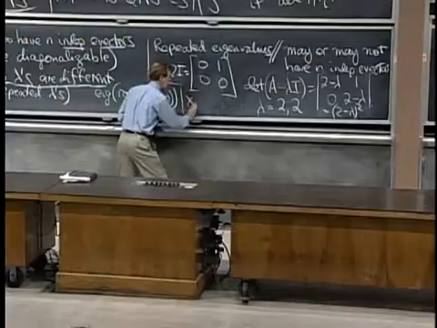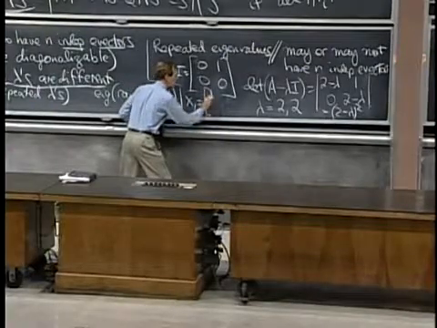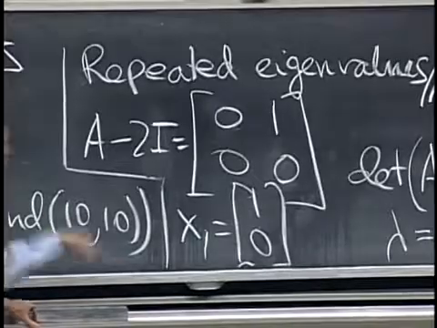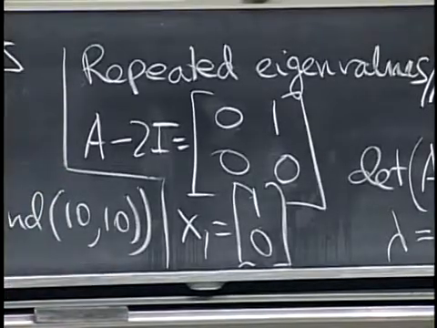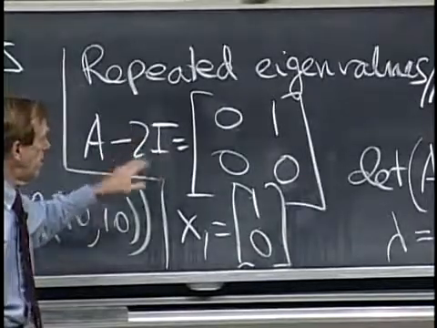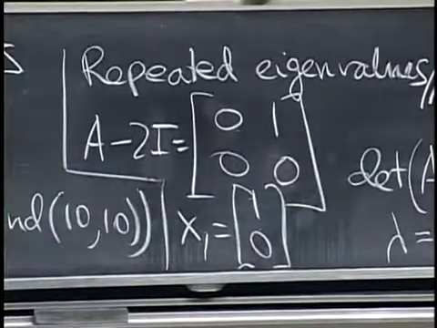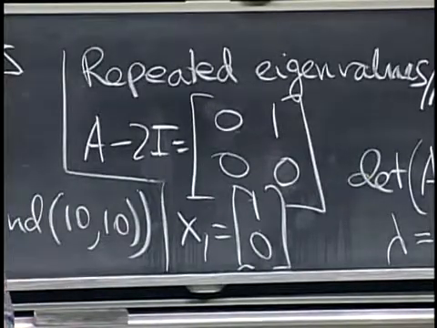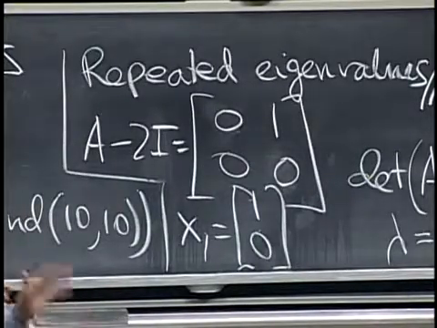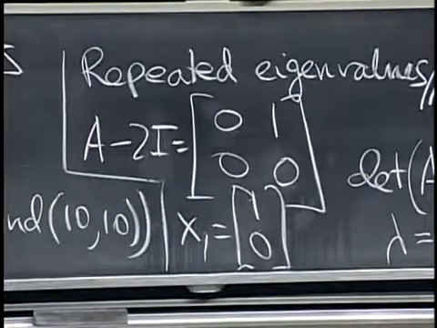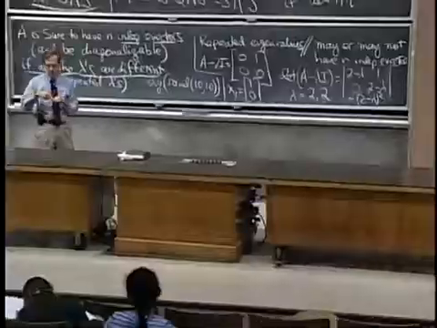And the only eigenvector is (1, 0). That's in the null space. (0, 1) is not in the null space. The null space is only one dimensional. So this matrix, the original A, is not diagonalizable. I can't find 2 independent eigenvectors. There's only one. Okay.